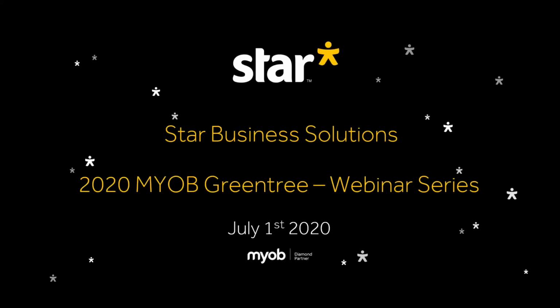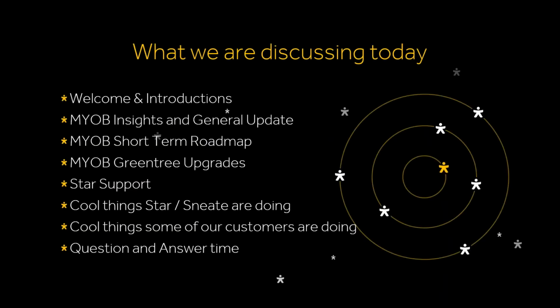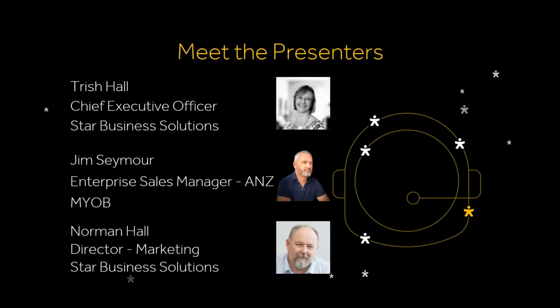Today we will be covering some MYOB issues as well as STAR issues. The agenda will have Jim Seymour talking about some MYOB insights and a bit of a general update. We'll be talking about the short-term roadmap for Greentree, about Greentree updates. We'll be talking about STAR support, some cool things that we're doing here at STAR and Sneate. We'll talk about Sneate in a minute. Also some cool things that some of our customers are doing, which we found to be quite fascinating.